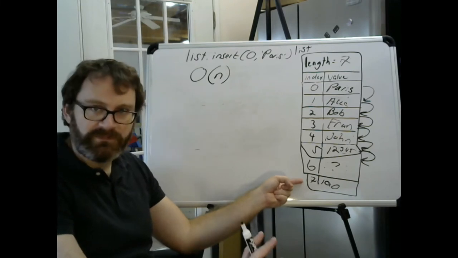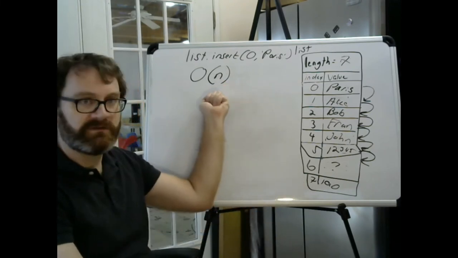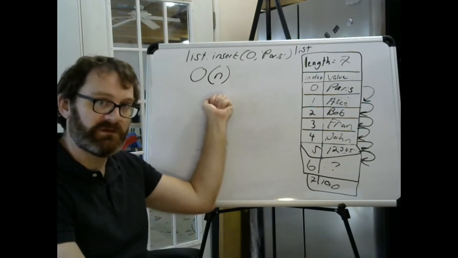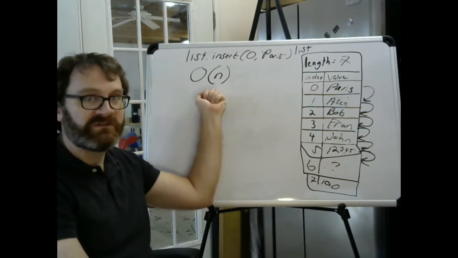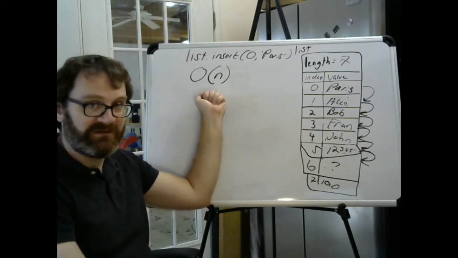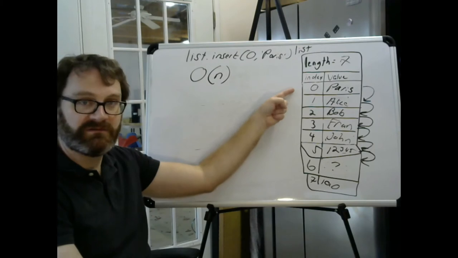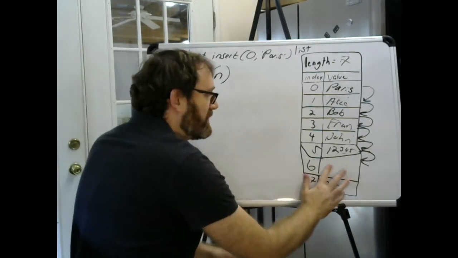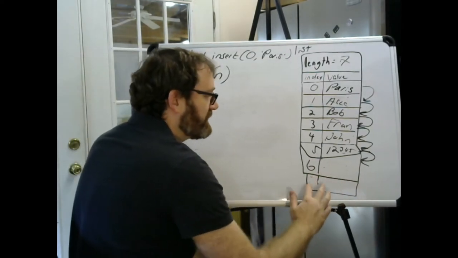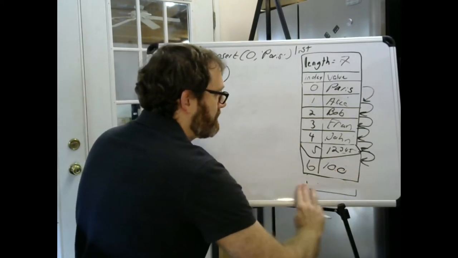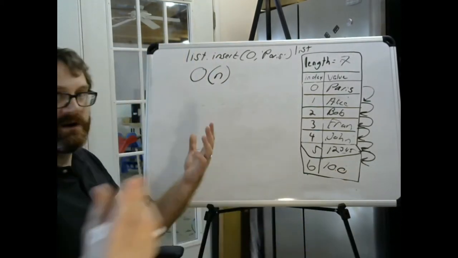Well, no. When we're talking about algorithmic efficiency, one of the things we consider, we mentioned this in those slides, is the worst case. The worst case here is when we insert at the beginning. So we insert at the beginning, we get a big O of n operation. All right, so this is where we are.